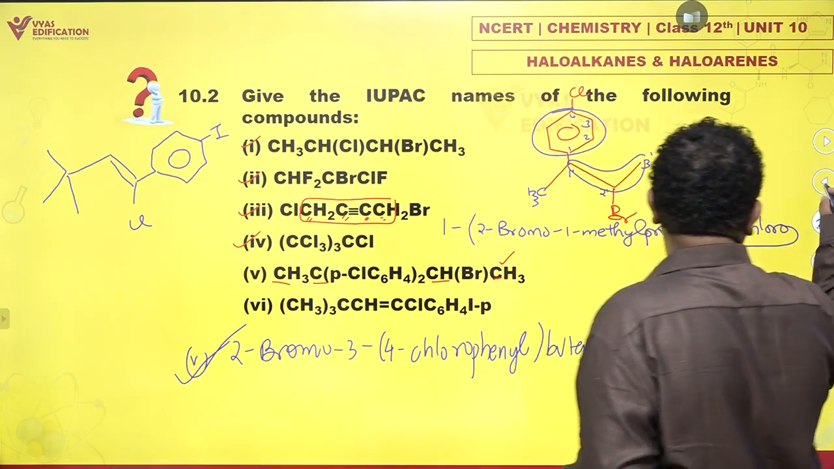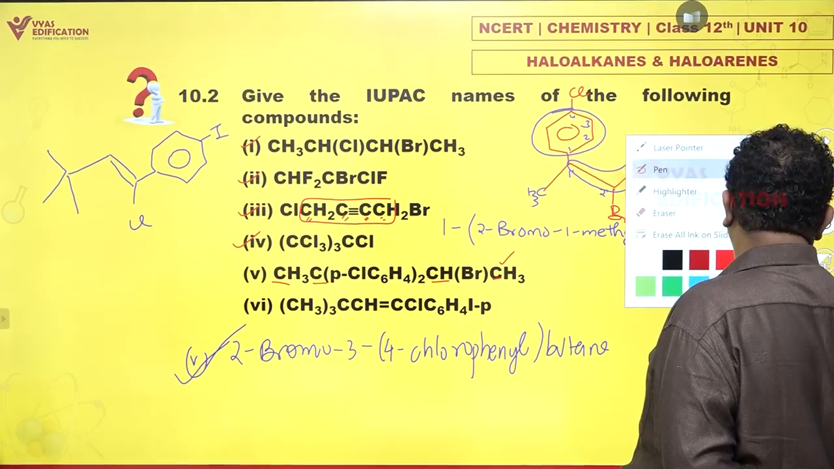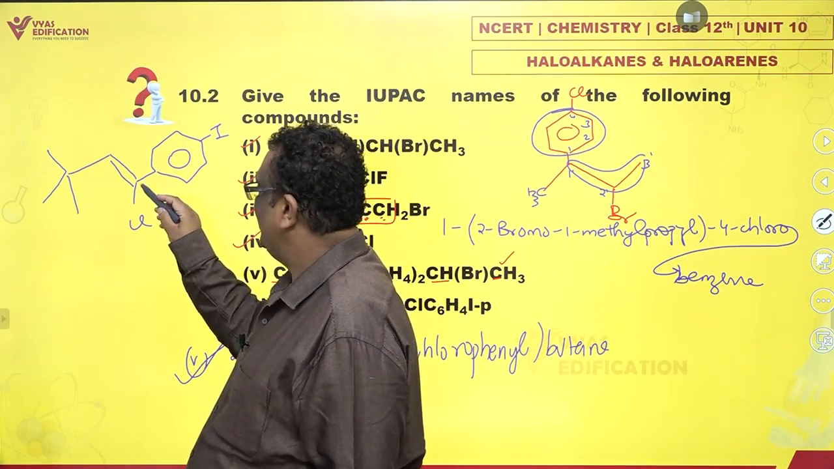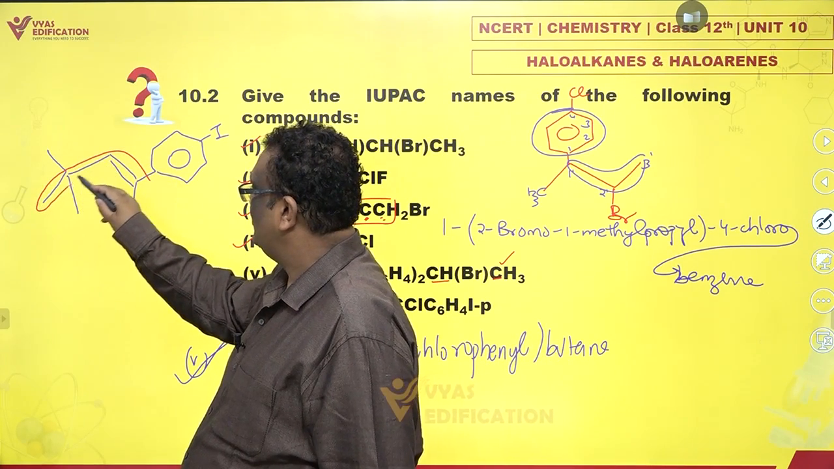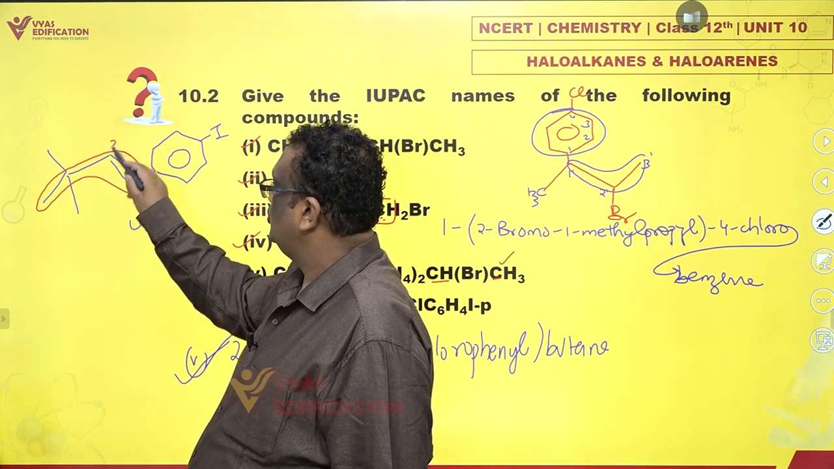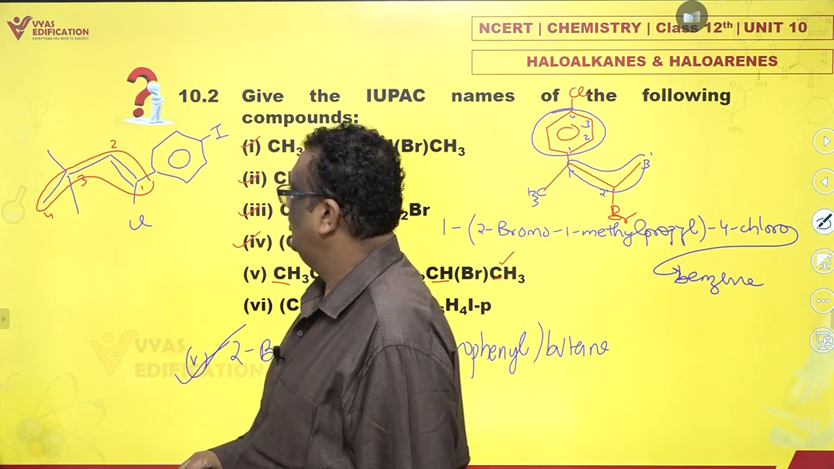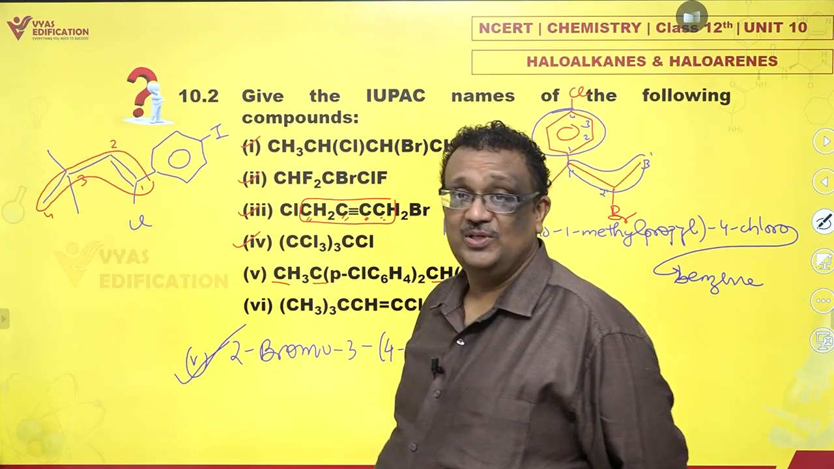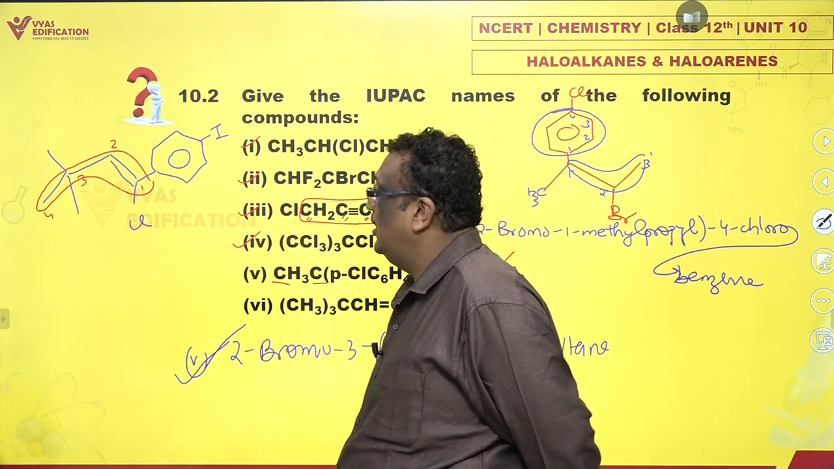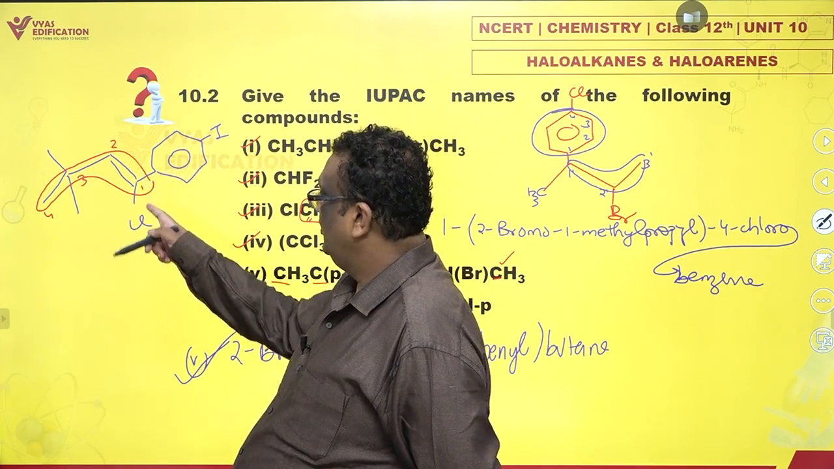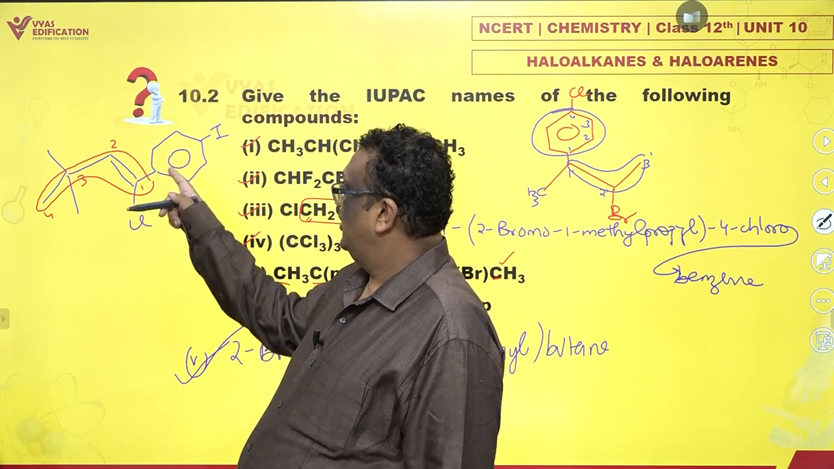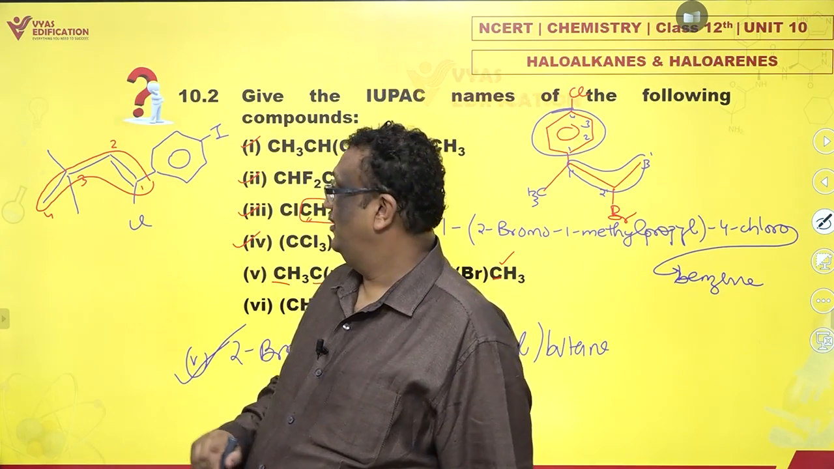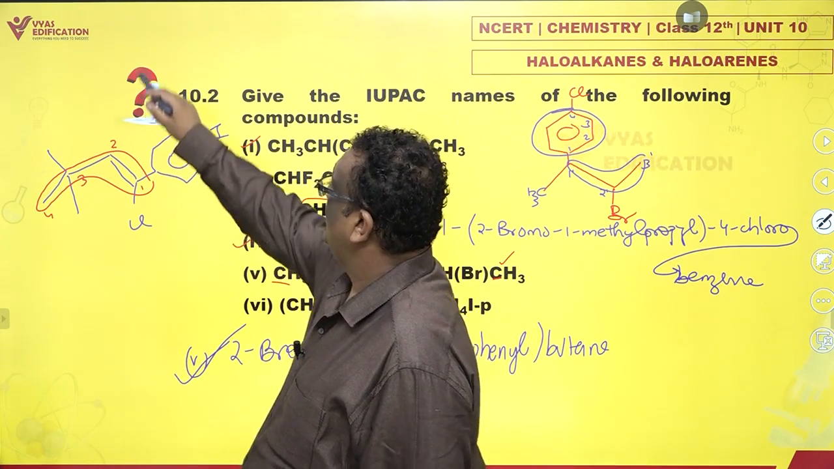Let's see, how do we name this? First of all, you have to choose the parent chain. And the parent chain is apparently this one. 1, 2, 3, 4. That's it. This is butene. So I have 1-chloro. And this is A, B, C, D, E, F, G, H, I. Then iodophenyl and methyl.